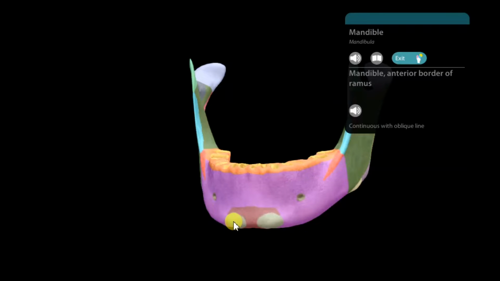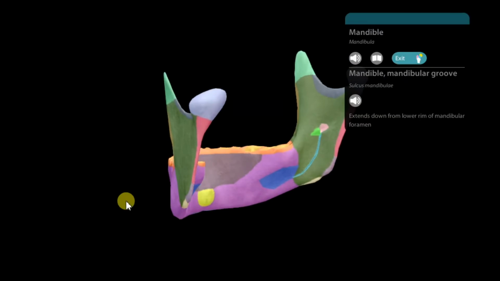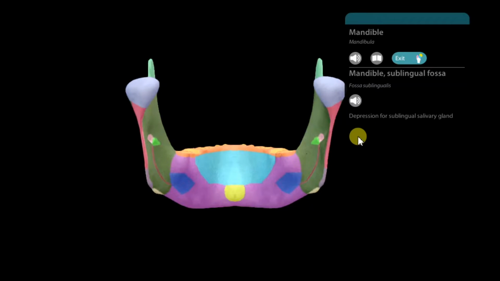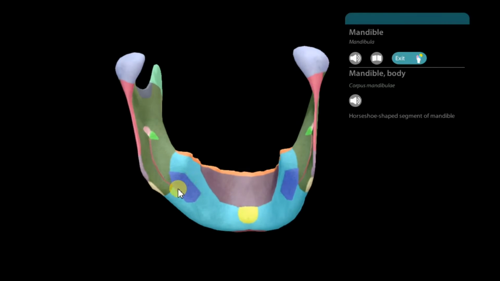These two areas we call the mental tubercle. And this foramen we call the mental foramen. In this area between the mental tubercle, the mandibular groove. Inside that we will see the sublingual fossa and the body of the mandible, and the submandibular fossa.